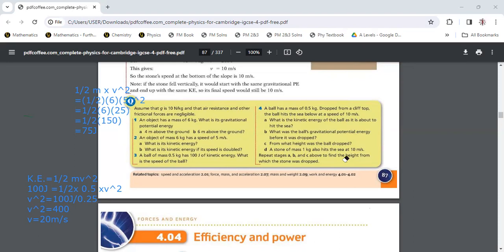What's the ball's gravitational potential energy before it was dropped? So just giving you a hint, it is also equal to your kinetic energy, assuming that we don't have other energies right here, because it's about to hit the sea. And after both of you are working, maybe Alvin can work out from what height this ball was dropped. Okay.